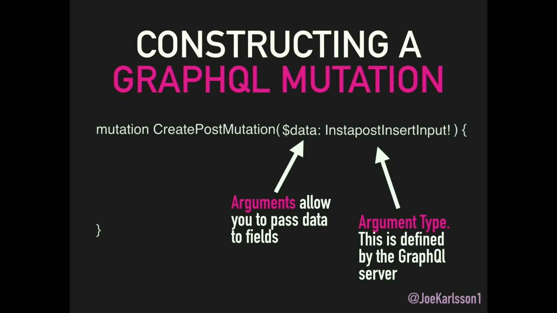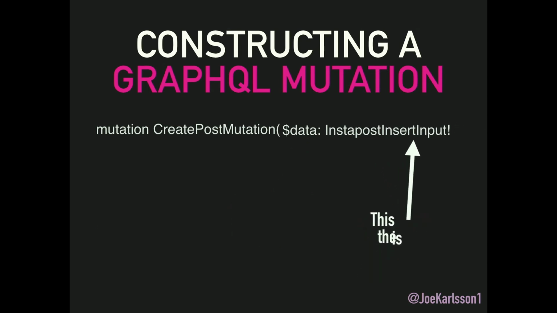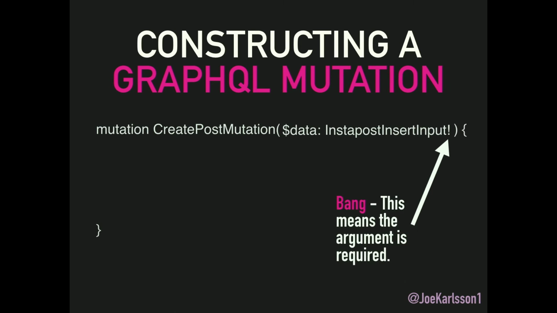I'm going to be creating a brand new insta post here, so we need to send through that data. The argument type is defined by MongoDB. You can check that out using GraphiQL. Yes, the bang, very cool. So you can enforce schemas or validate your data.